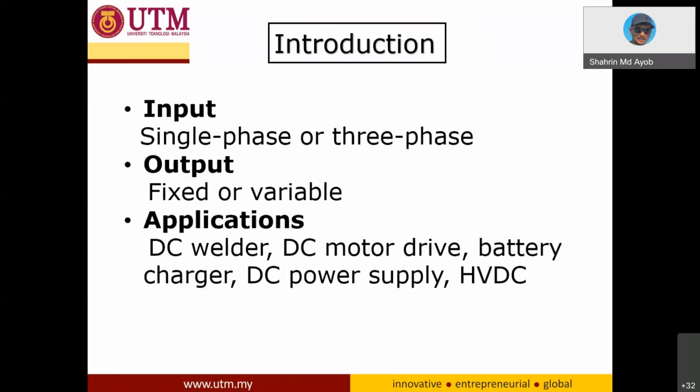And the output is a DC output, which has a fixed value or a variable value. And the application of this rectifier, you can have it in DC welding, using DC power welding. And then you have application in the DC motor drive. DC motor drive meaning that we use a power electronic circuit, which we call a drive, to control the DC motor speed and also the torque. You can also use this in the battery charger, DC power supply, and also the high voltage DC transmission system.